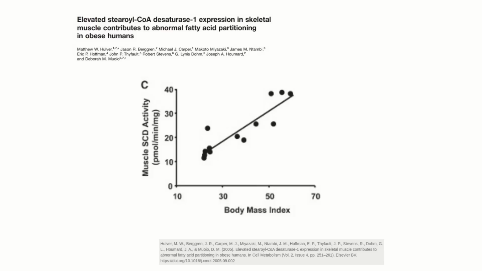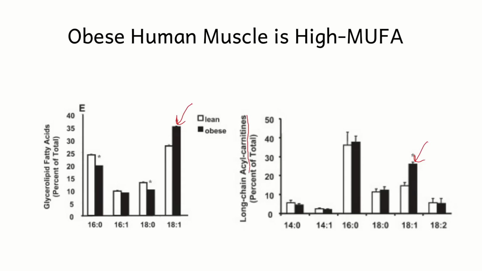And what you see is the higher your body mass index is, the more obese you are, the more of that SCD1 you have in your muscle cells. And that means the higher your muscle cells will be in oleic acid. And so in that same study, they took muscle tissue from either obese or lean humans. And what they showed is that the obese humans, their muscle tissue is indeed full of oleic acid, monounsaturated fat.